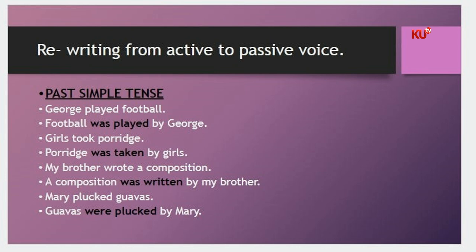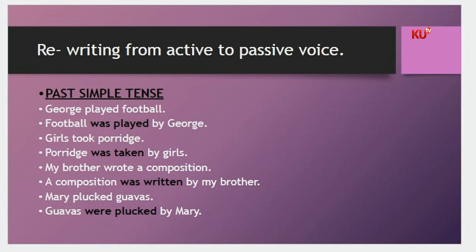Number 3, my brother wrote a composition. My brother wrote a composition. My brother is the subject. Wrote is the verb. Then a composition is the object. So it becomes a composition was written by my brother. A composition was written by my brother.